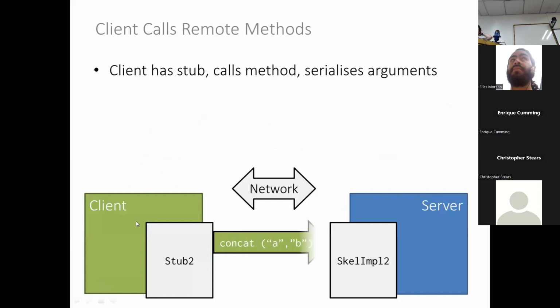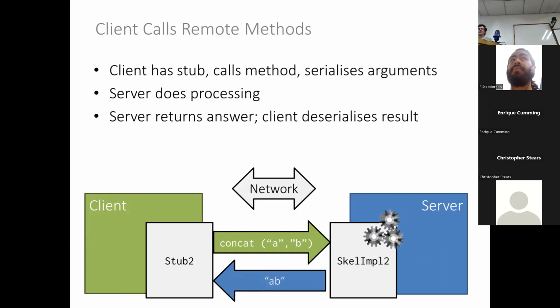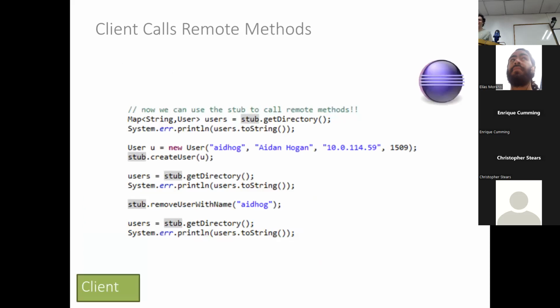And then the client can call remote methods. Once they have access to the stub, they can call whatever methods they see in that stub with whatever arguments are valid for that method. The stub will serialize the arguments and pass them over. The server will run the actual code on its machine, and it will return whatever the response might be. In this case, concatenating A and B would not be a good idea to send over the network, because the network costs would be a lot more than the concatenation, but for the example, that's okay.